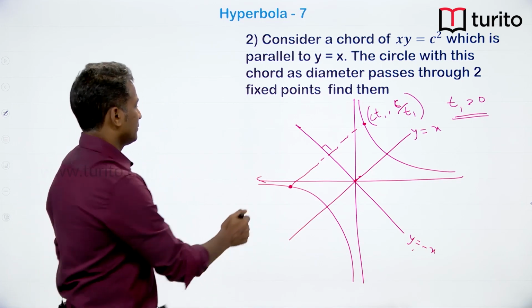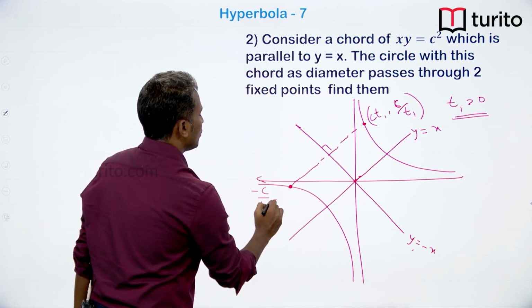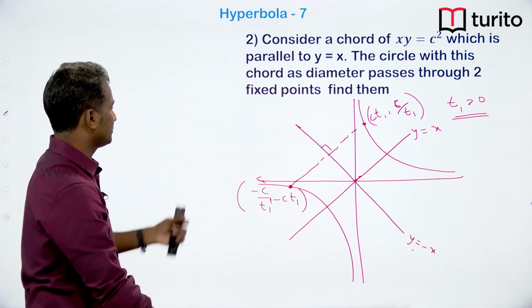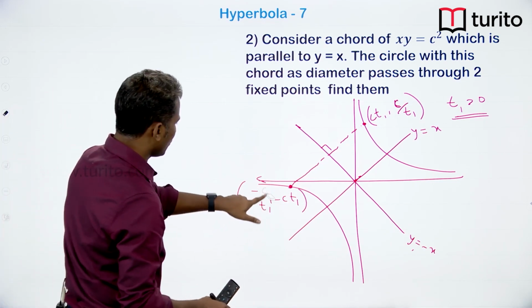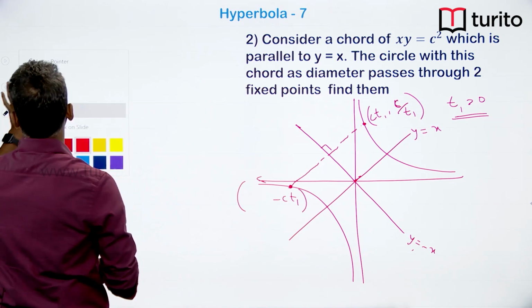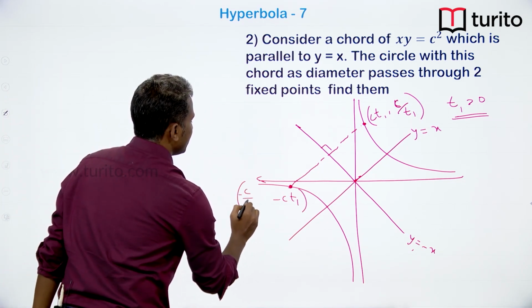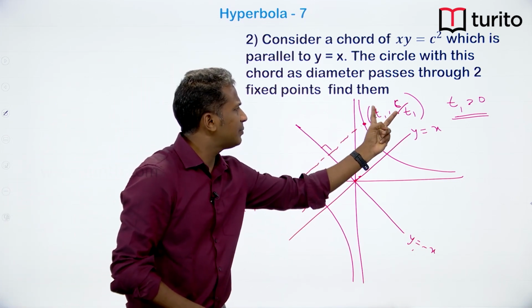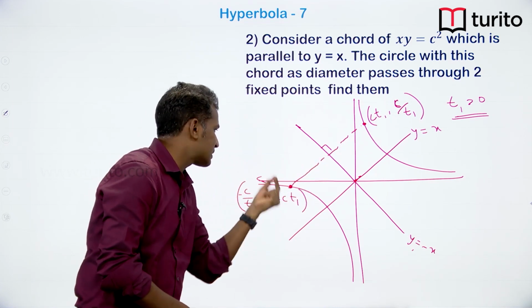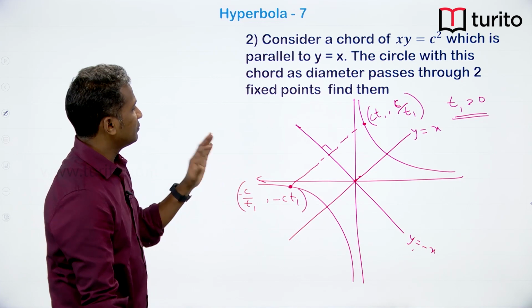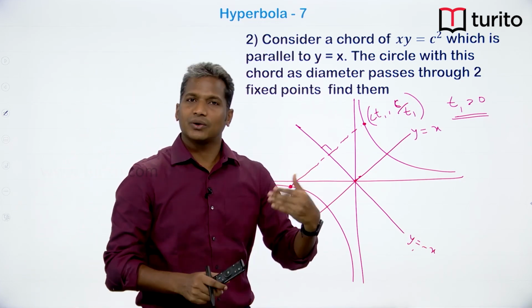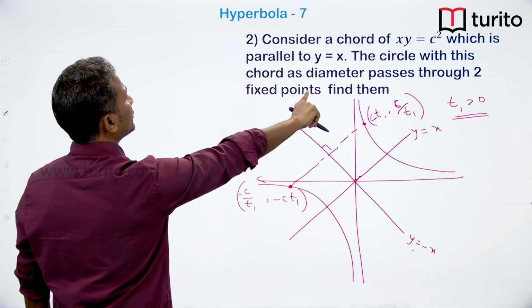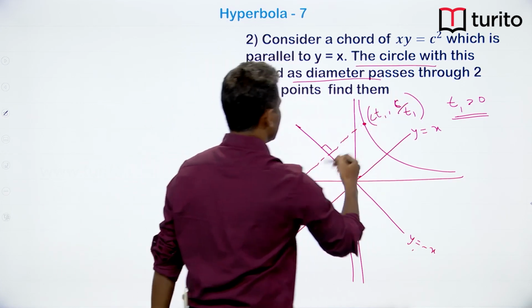So, what do we get? Minus c by T1 comma minus c T1. That will be the coordinates of this point. Here this comma is confusing, so I will just write with some space, minus c by T1 comma minus c T1. What I did is I swapped x and y and also I put the minus sign. Now we will find the equation of the chord. Or sorry, we are supposed to find the equation of the circle having this as the diameter.